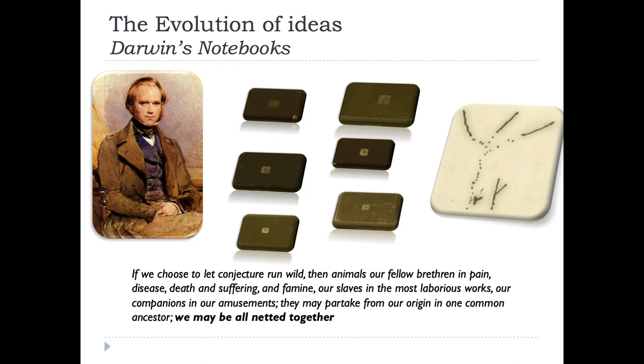One of the particular lines I like in one of his notebooks is where he says, if we choose to let conjecture run wild, animals are fellow brethren in pain, disease, death, suffering and famine, our slaves in the most laborious works, our companions in our amusements. And then he makes the evolutionary point: they may partake from our origin in one common ancestor, we may all be netted together. The current thinking about how humans and the animal world and the planet are all joined together by our evolutionary past leads some people to take an animal rights stance, to say that animals have rights, others to take the view that we shouldn't be eating animals because they are relatives and so forth. It all goes, if you like, back to Darwin and his notebooks.